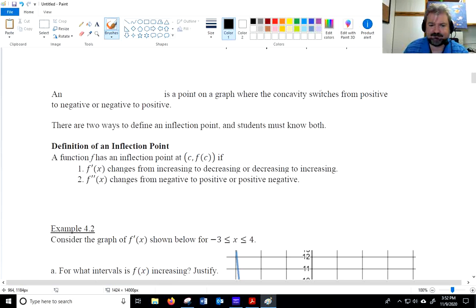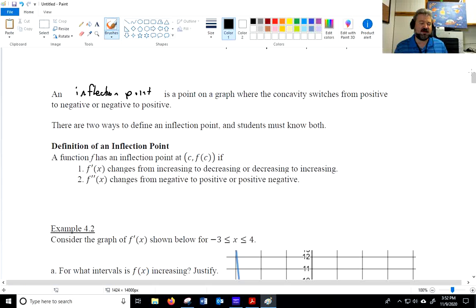What we call an inflection point. An inflection point is a point on a graph where the concavity switches from positive to negative or negative to positive. There are two ways to define an inflection point, and students must know them both. A function has an inflection point at c comma f of c if f prime changes from increasing to decreasing or decreasing to increasing, or if f double prime changes from positive to negative or negative to positive.